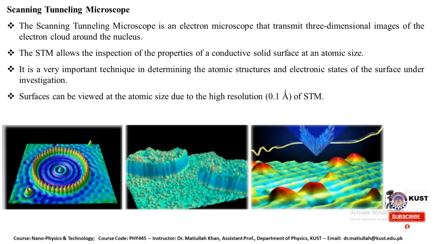So we can view the surfaces at atomic size due to the very high resolution of STM, and the resolution is around 0.1 angstrom. So these are some of the images of the scanning tunneling microscope. It develops three-dimensional images. This is very interesting to know the charge distribution and the atomic size and dimension of the different nanostructures.